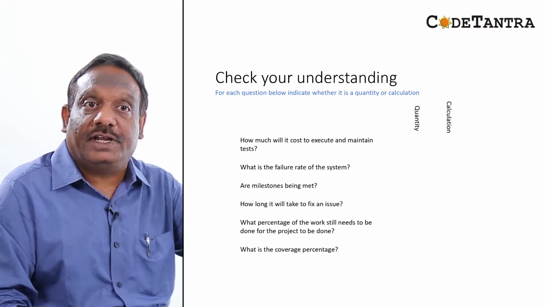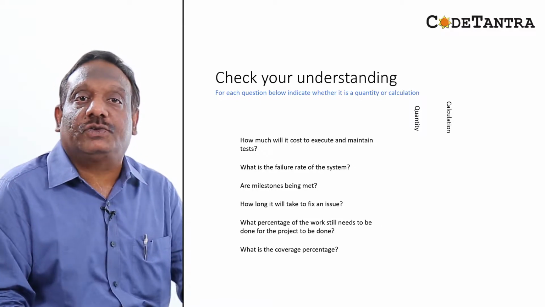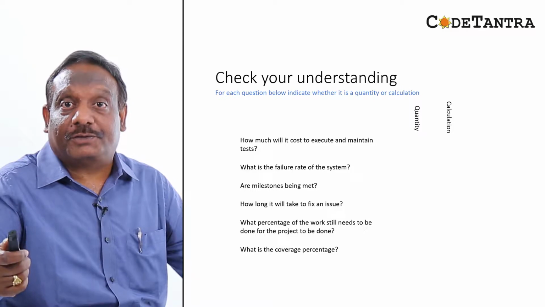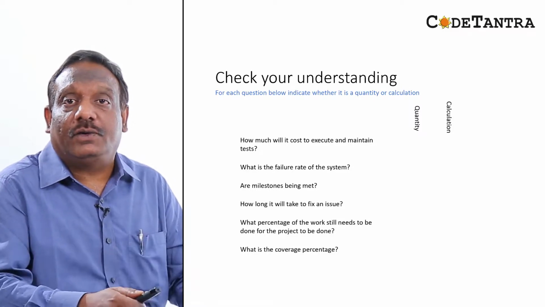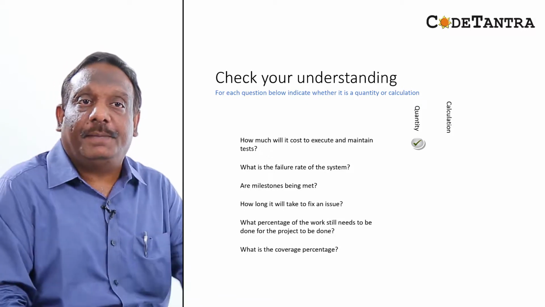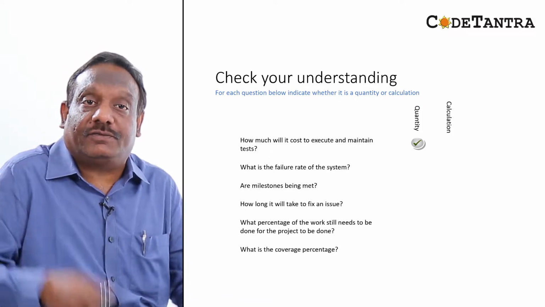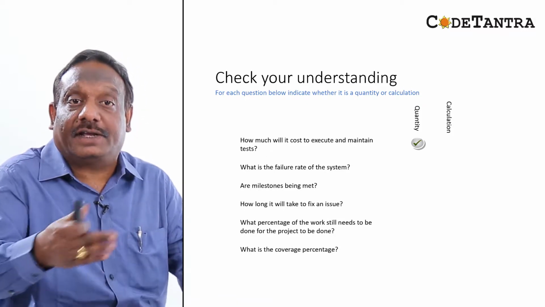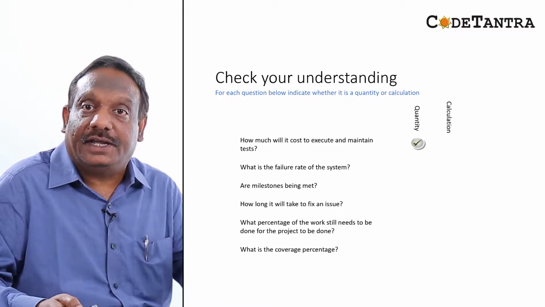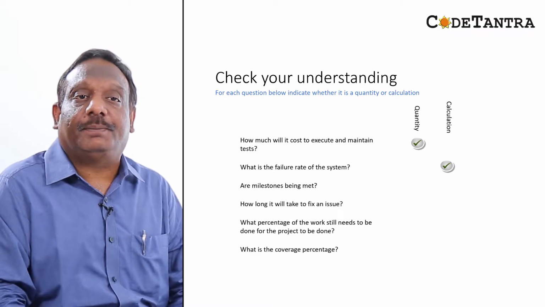So the first one is, how much will it cost to execute and maintain tests? It can be expressed as a pure quantity, no need of calculation. So it is a quantity based metric. What is the failure rate of the system? Like how many defects are occurring per unit of time. So here we are doing a calculation. Yes, you are right, it is a calculation type metric.